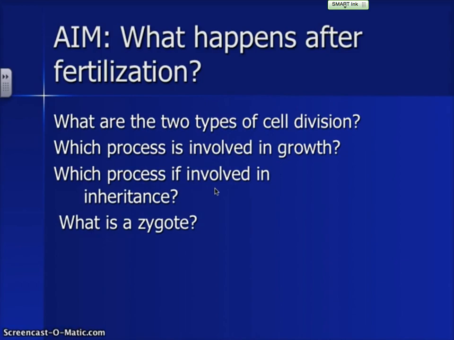Do now. There are 4 questions on your paper. Please take a moment right now to answer them. Number 1, what are the 2 types of cell division? Number 2, which process is involved in growth? Number 3, which process is involved in inheritance? And number 4, what is a zygote? If you need to, pause the video here.